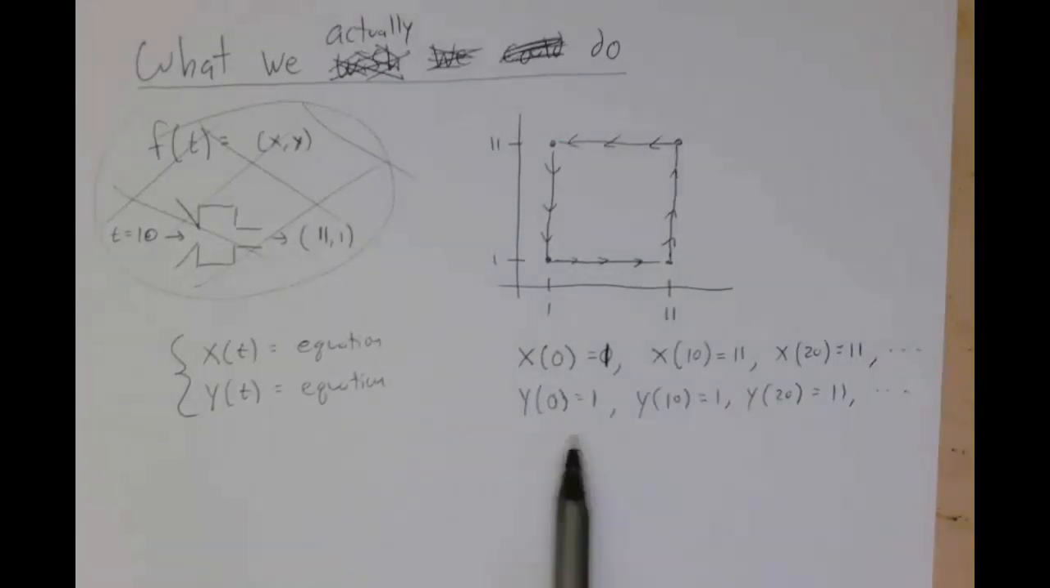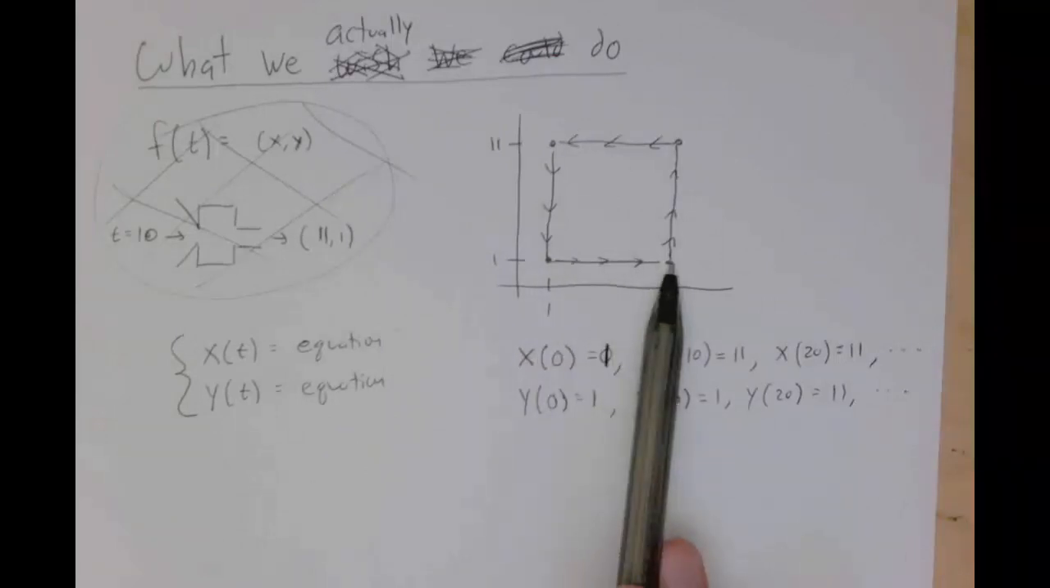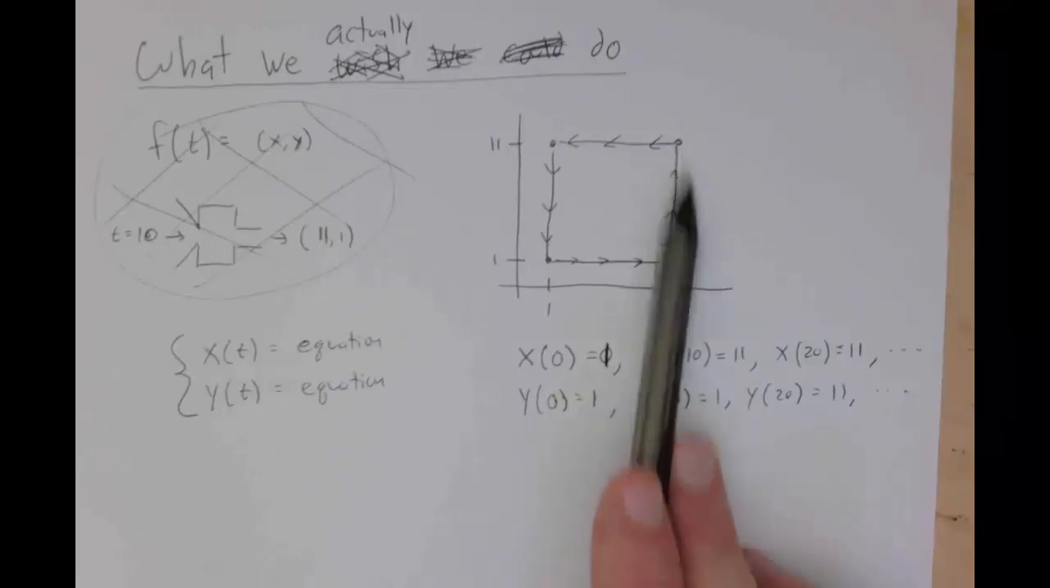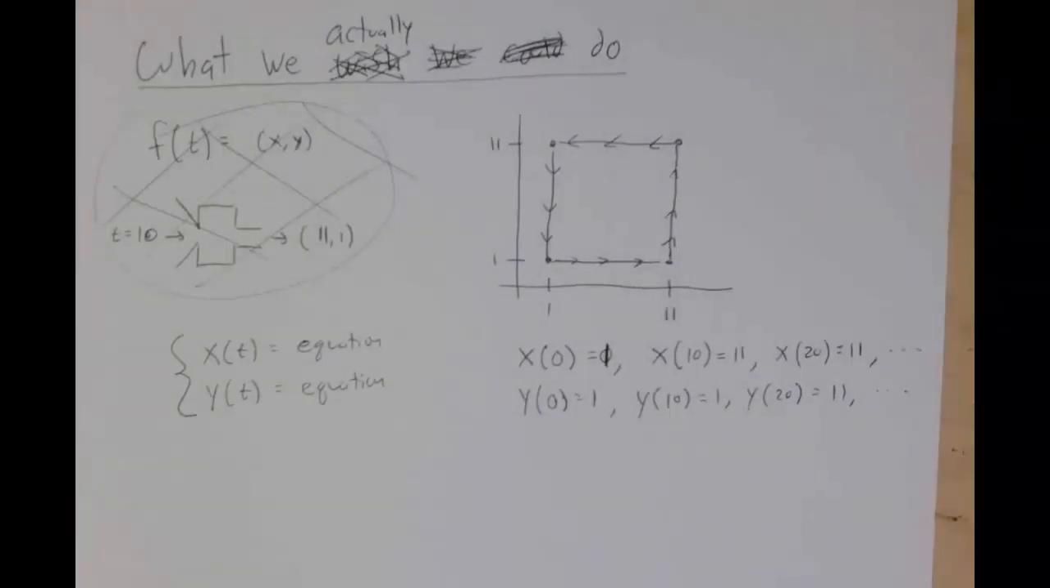When time is 0, the y-coordinate is 1, and it continues to be 1 until time is 10, when I get here. Then when time goes from 10 seconds to 20 seconds, my y-coordinate starts going up from 1 up to 11, and so on. Okay, so let's not jump to equations yet, because that's often tricky to think about. Let's think about a graph.